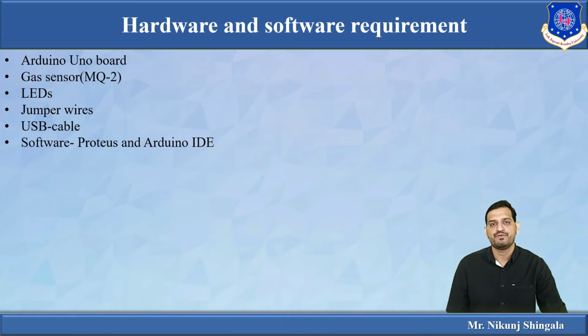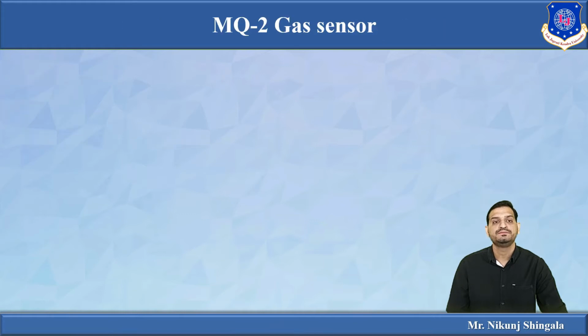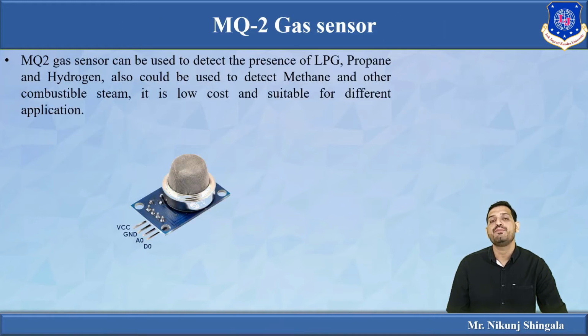Then software requirement. We require the Arduino IDE for writing the Arduino code, and if we want to check whether our program will run on hardware or not, for that I am using the Proteus simulation. Okay, next one is the MQ2 gas sensor. So what is the MQ2 gas sensor?